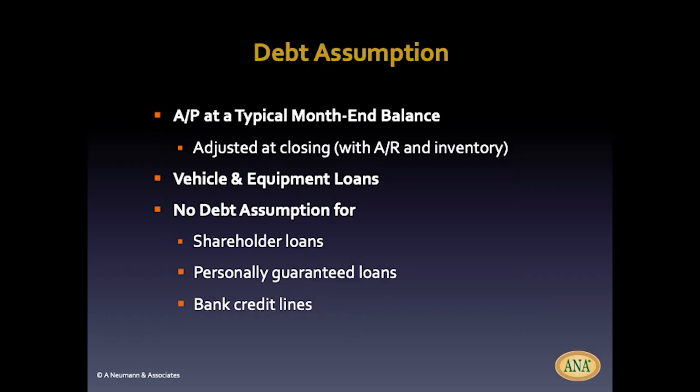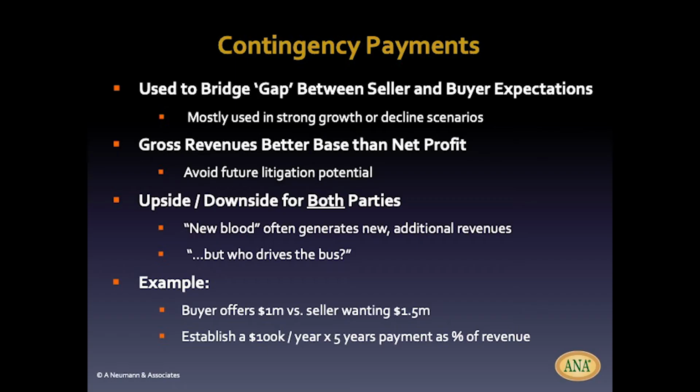Vehicle and equipment loans are a part of the debt assumption. There's positively no debt assumption for shareholder loans, personally guaranteed loans, or bank credit lines. These three categories just cannot be assumed.